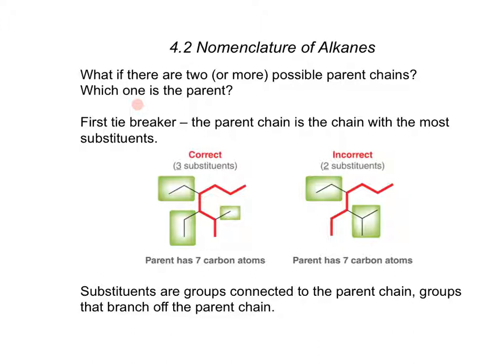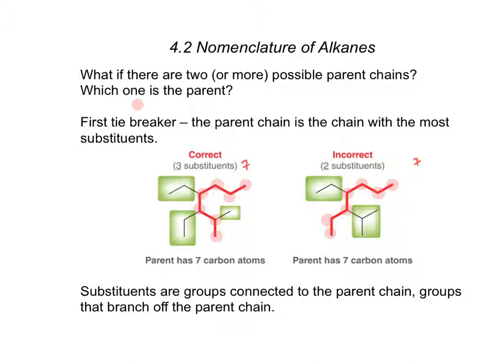Okay, so there's a couple other little rules that go into it. So let's say that we had a compound where there were 2 possible paths for our parent chain. So for example, in this compound we have 1, 2, 3, 4, 5, 6, 7. But another possible path was this, 1, 2, 3, 4, 5, 6, 7. This is the exact same compound. There are 2 possible parent chains. How do we know which one is correct? Our first one contained 7 carbon atoms. Our second one also contained 7 carbon atoms. So now, who's going to break that tie?